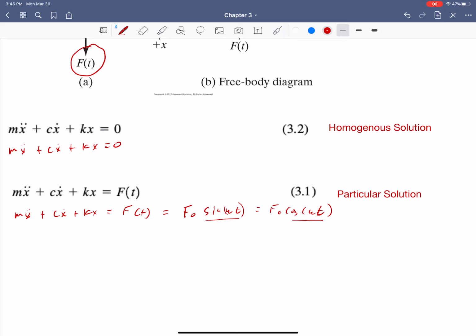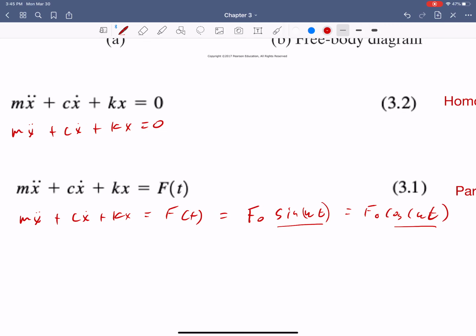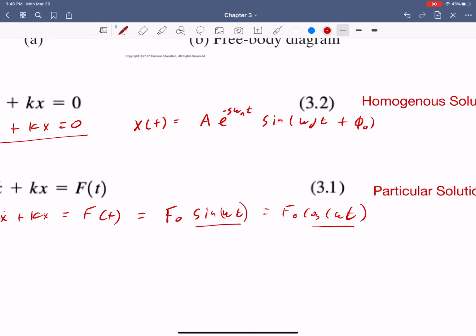Let's start back with chapter 2, which we got really good at, and we're so good that we're bored and decided to make life more complicated. Under this system, remember we had a solution x of t equals the amplitude times its rate of decay, e to the negative zeta omega n t, times sine of omega d t plus phi naught. Whoa there, Dr. Hildreth, that's not omega d t. That's omega n t in the exponent. This is omega d t plus phi naught.